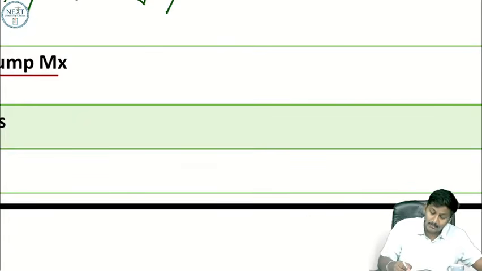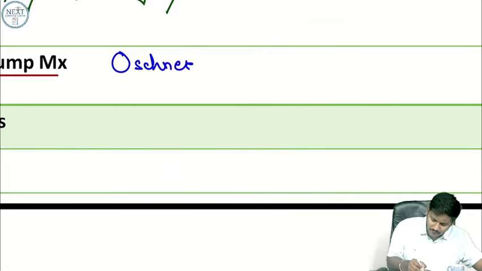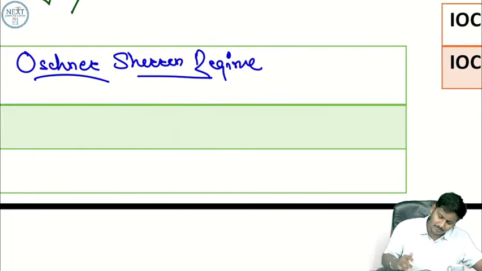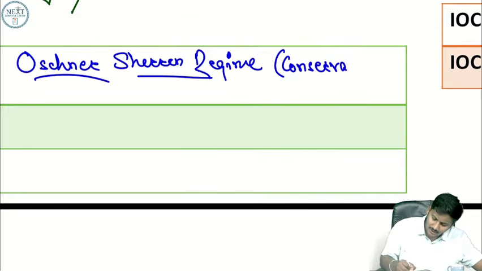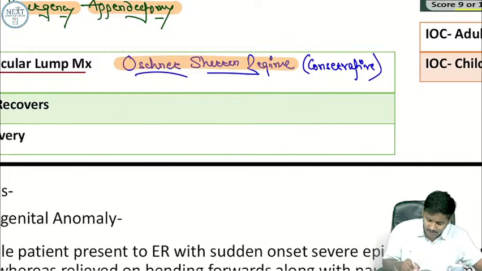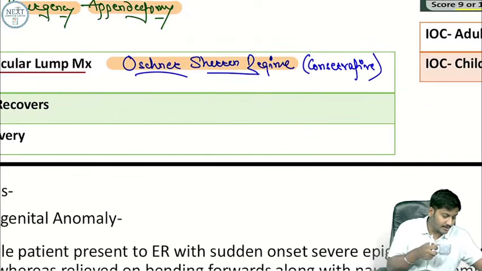Whenever there is an appendicular lump, we know it is due to adhesions. And we know in cases of adhesions, we don't operate. Therefore, in cases of appendicular lump, we always manage the patient conservatively with the Ochsner-Scheren regime. Do remember that, the Ochsner-Scheren regime is a conservative management. We keep the patient NPO, give IV fluids, IV antibiotics, and analgesics. That is called the Ochsner-Scheren regime, and that is the treatment for an appendicular lump. That is important to remember, in any trimester.